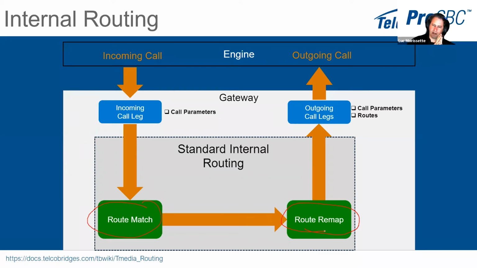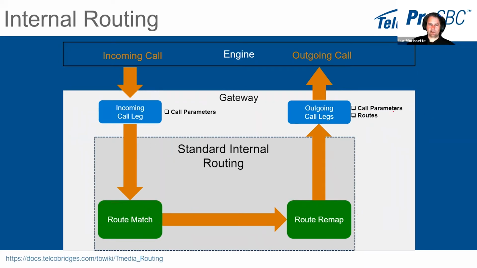So what you do is you take the incoming information. Does it match this route? If so, then it's going to do the route remap, and it's going to send the call to the outgoing call leg. So when you receive the call, it goes through these three steps. In the outgoing leg, you will have a list of routes, maybe zero, maybe just one, or multiple ones. Each of these routes can have different call parameters. Okay.